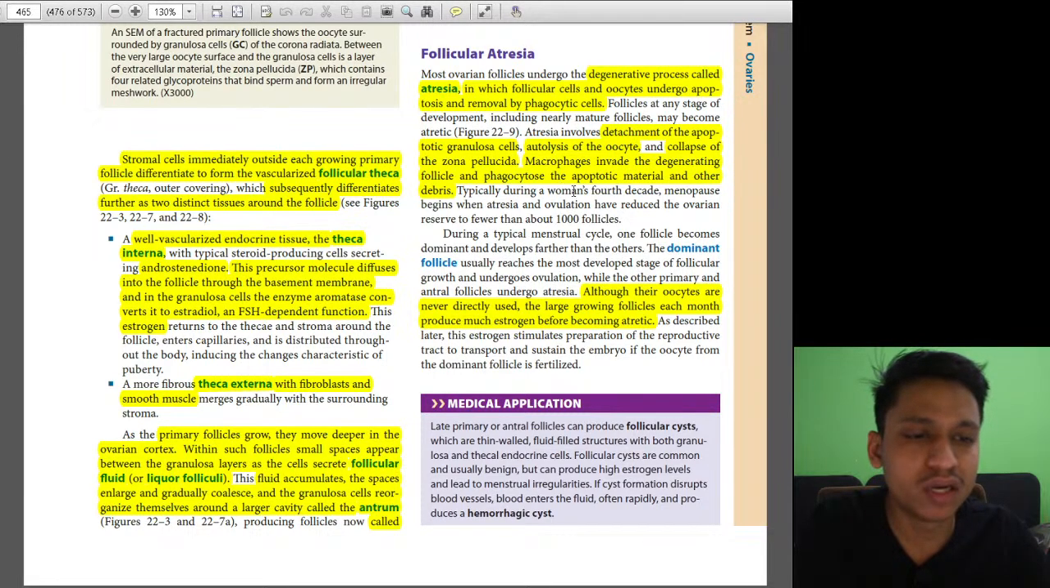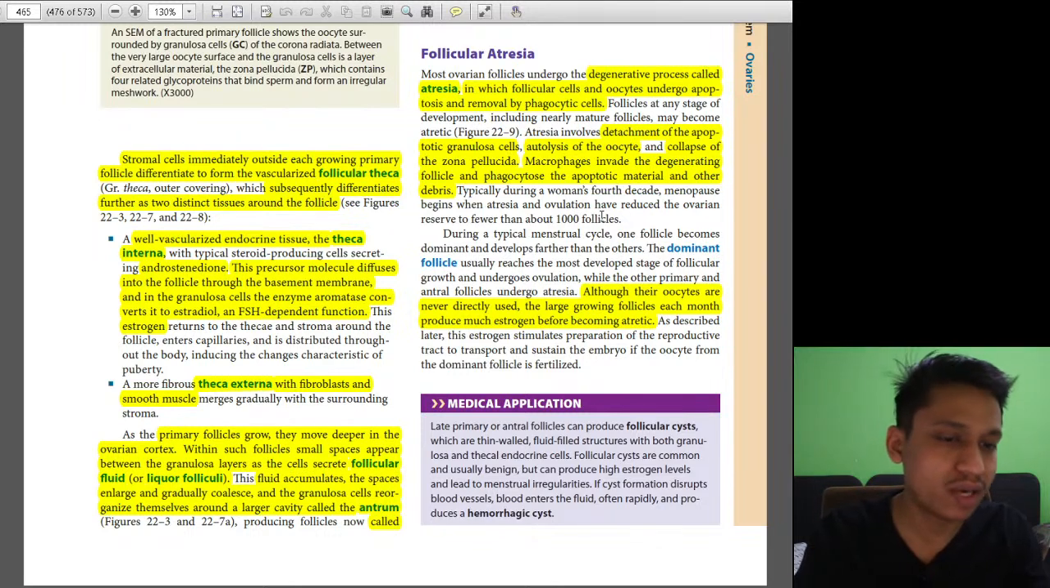Typically, during a woman's fourth decade, menopause begins when atresia and ovulation have reduced the ovarian reserve to fewer than 1,000 follicles. You remember the 460 lakh follicles we had? First, we had 600,000 follicles. Then it came to 460 follicles. And now, at the end of just 1,000 follicles, we observed menopause.